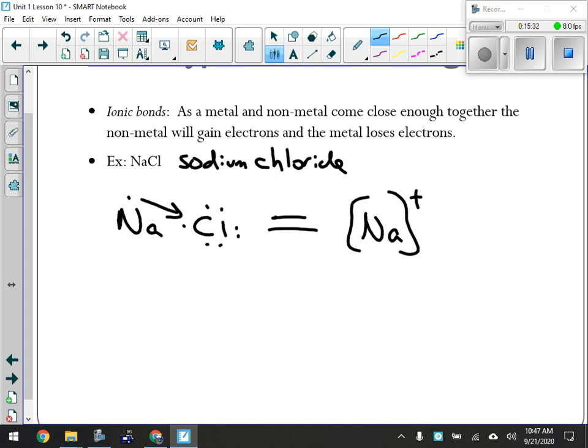Okay, and chlorine looks like this. And of course, we gained 1, and we're going to get that, right? And that's what an ionic bond is, right? Opposites attract, and they hold each other together, right? I don't want to see any lines between these two because it's ionic.